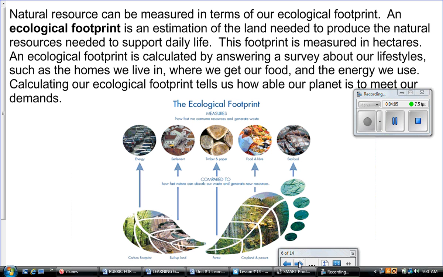Natural resources can be measured in terms of our ecological footprint. An ecological footprint is an estimation of the land needed to produce the natural resources needed to support daily life. This footprint is measured in hectares. An ecological footprint is calculated by answering a survey about our lifestyles, such as the homes we live in, where we get our food, and the energy we use. Calculating our ecological footprint tells us how able our planet is to meet our demands.